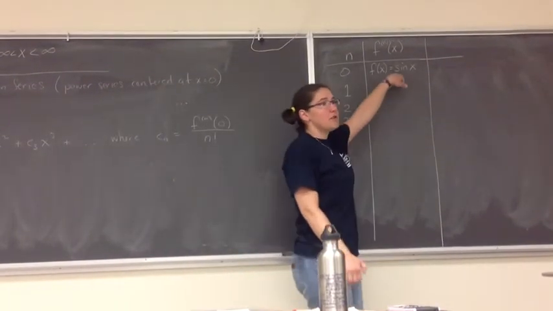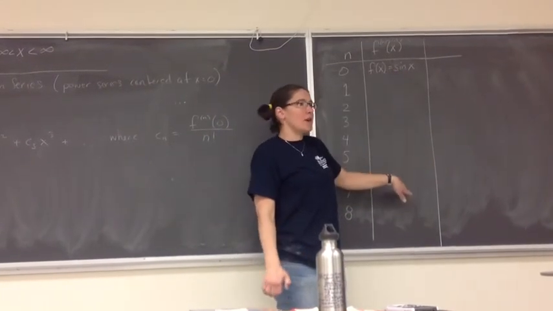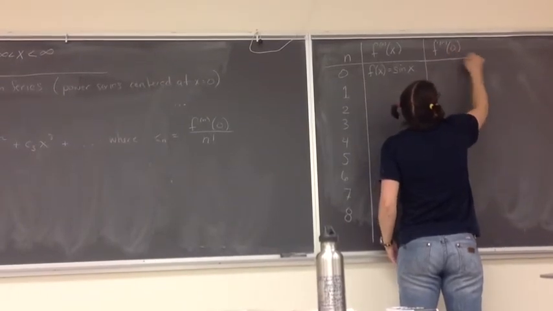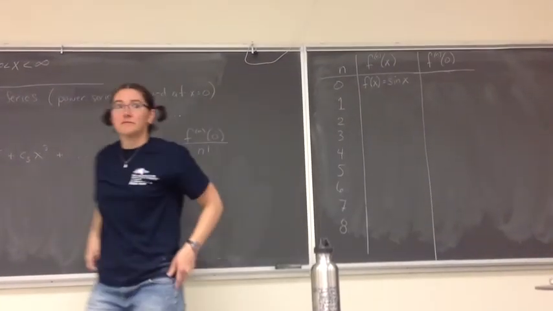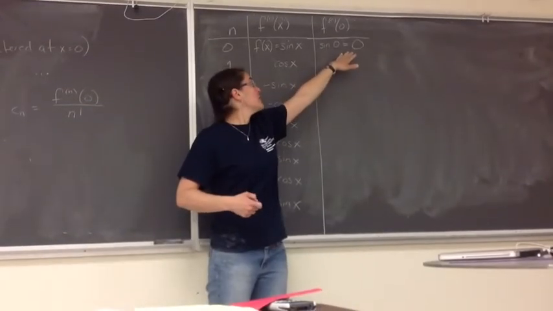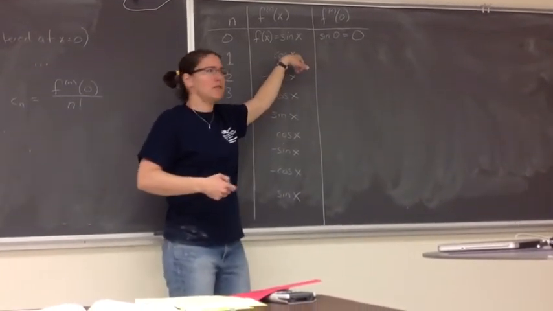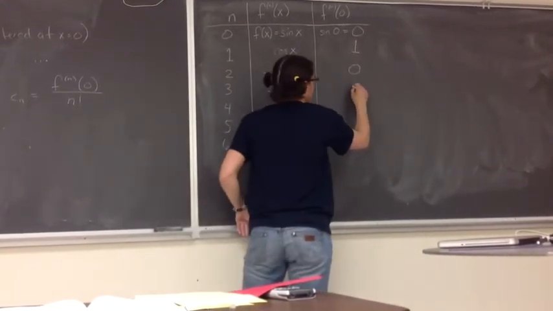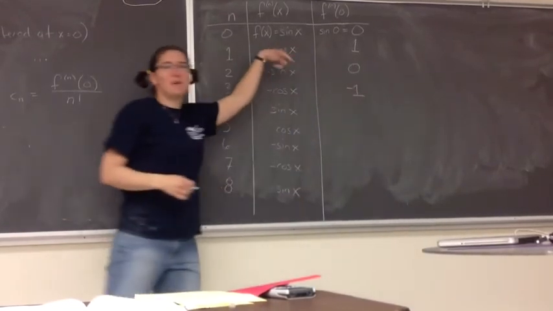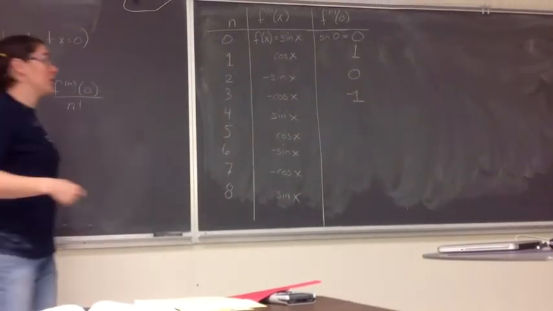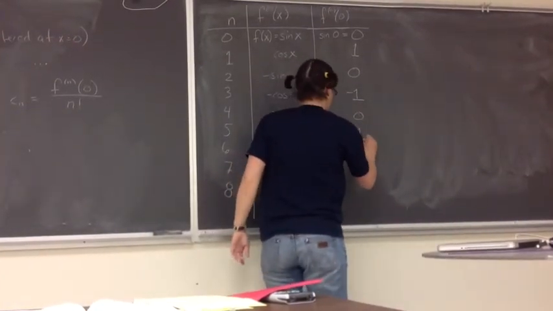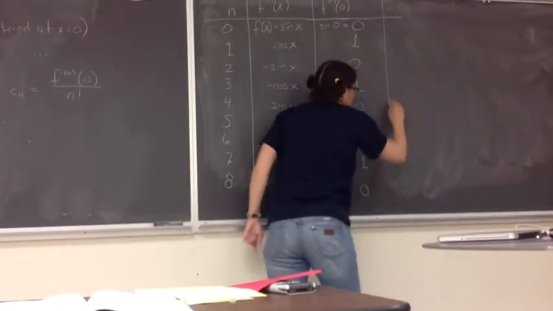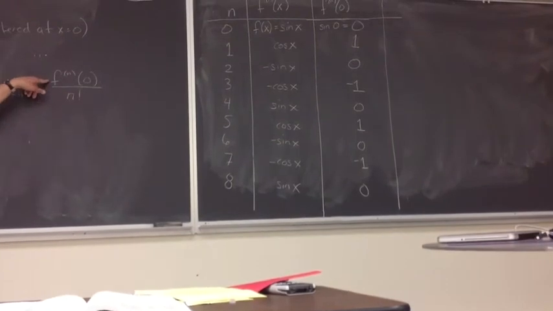And I would like for you and your neighbor to fill in the derivative column and then the derivative column evaluated when x is equal to 0. The 0, sine of 0 is 0. What's the cosine of 0? 1. Yeah, so we have 1, and then we've got a 0. Negative cosine of 0 is negative 1. And so we're going to repeat this pattern of 0, 1, 0, negative 1 all the way along. And so these are going to be the numerators for our coefficients.